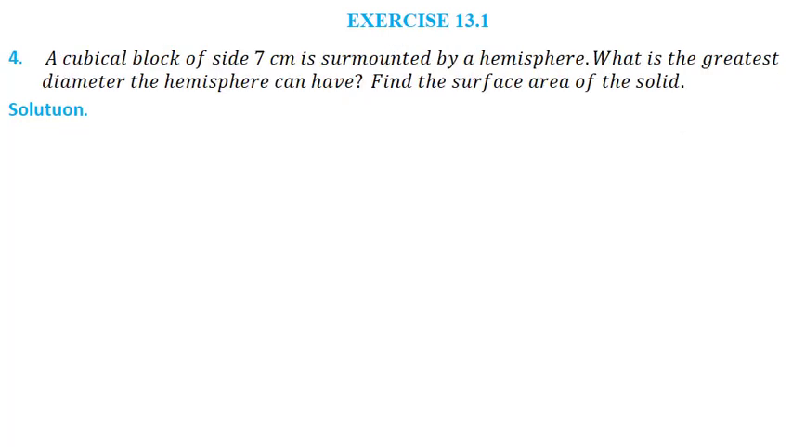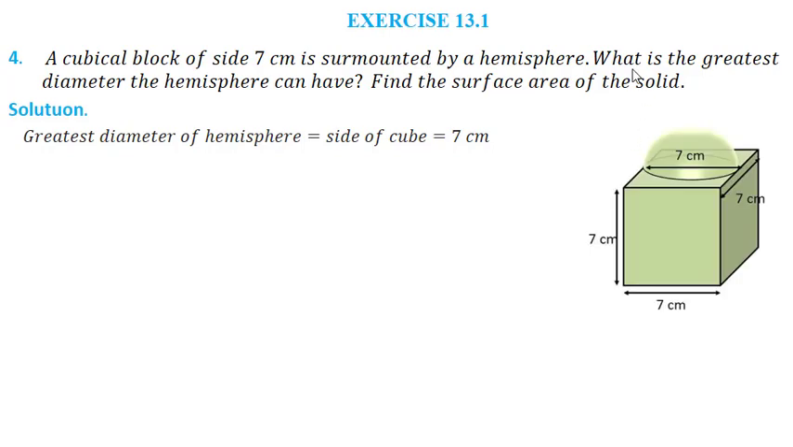A cubical block of side 7 cm is surmounted by a hemisphere. What is the greatest diameter the hemisphere can have? Find the surface area of the solid. Now, when it is surmounted by the hemisphere, I have to find the greatest diameter of the hemisphere. That means the hemisphere will completely cover this cube. So the diameter of this hemisphere will be equal to the side of the cube, which is 7 cm.